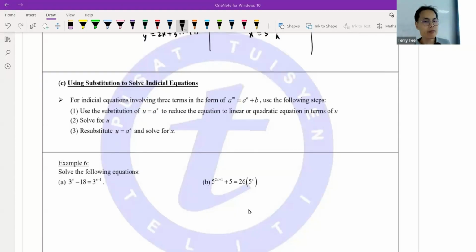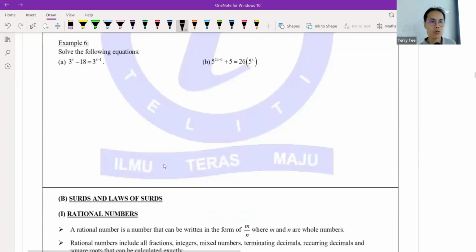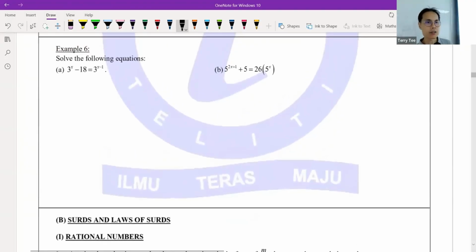When do we use substitution? We use substitution in the event that you have 3 terms. For example, you can see here, there's a power m, a power n with another number. There are 3 terms, so we use substitution. And normally we let whatever has power x equal to u. So in example 6, a is a linear equation, b is a quadratic equation.